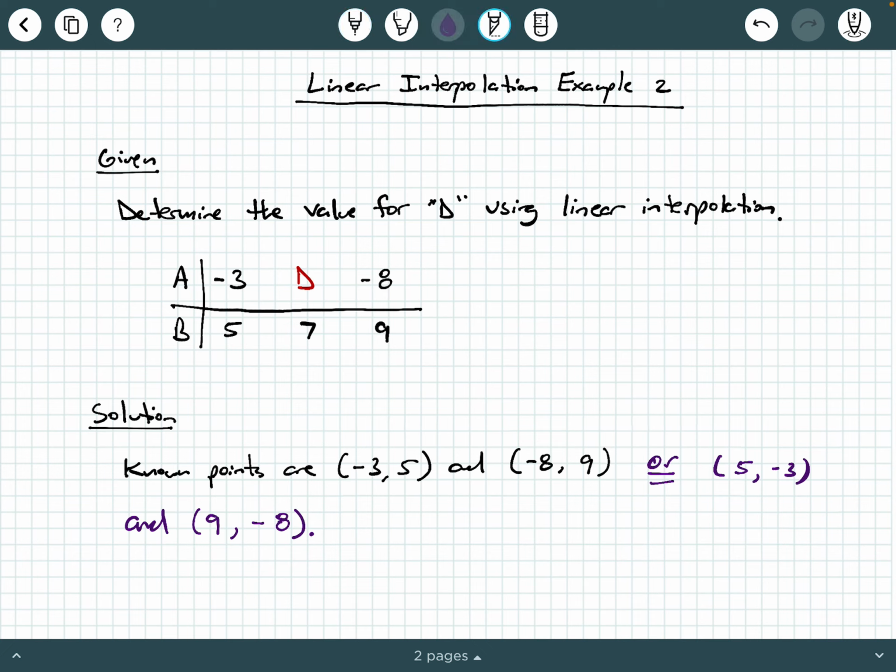Okay, it doesn't really matter how you think of these known points, as long as you know which 2 values correspond to one another. We know that the -3 and the 5 form one ordered pair, and we know that the -8 and the 9 form a different ordered pair, okay? And then, of course, the value of D and 7 form the intermediate ordered pair in which we need to discover what D is. But which one you label as the independent variable and dependent variable doesn't really matter in terms of the process and the mechanics of going through linear interpolation.